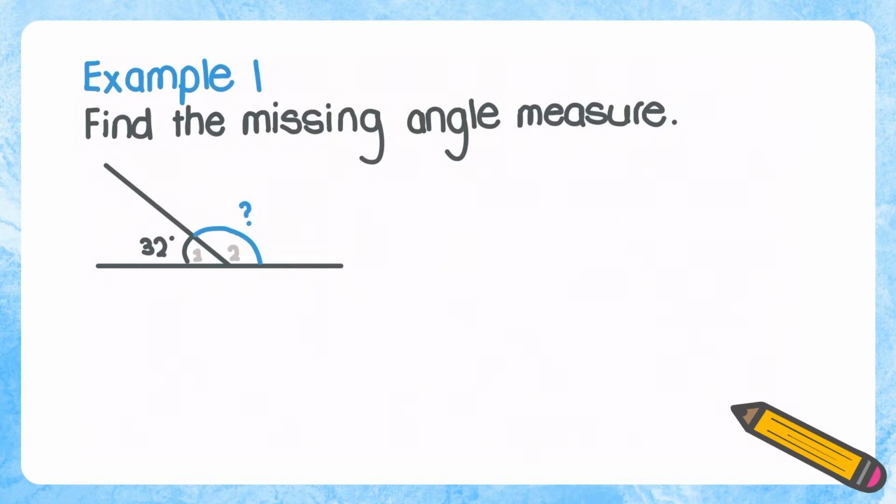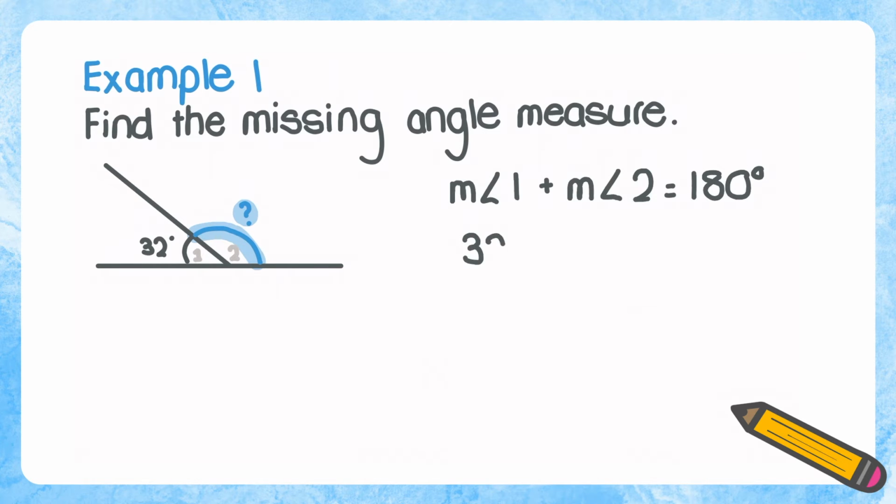So in our first example for this section, we are asked to find the missing angle measure. Notice that we have a set of supplementary angles, so let's use the fact that they'll add up to 180 degrees. So that's this angle right here with the question mark. I'm going to use x instead of a question mark. So the measure of angle 1 plus the measure of angle 2 equals 180 degrees because they're supplementary angles.